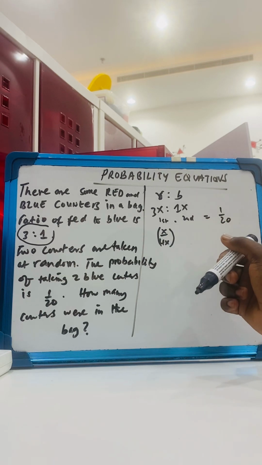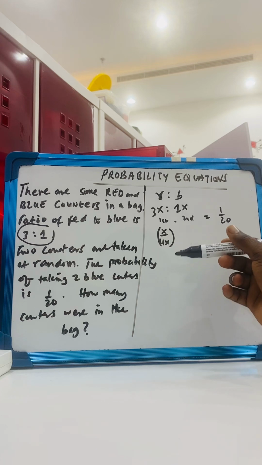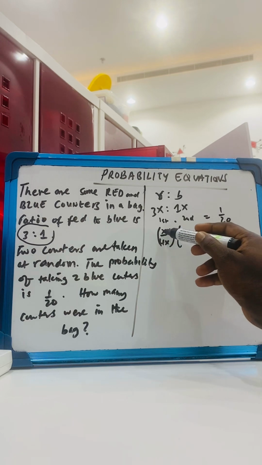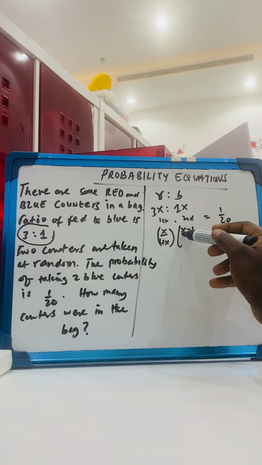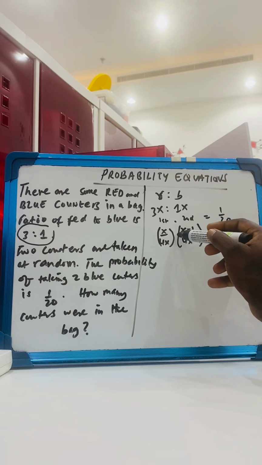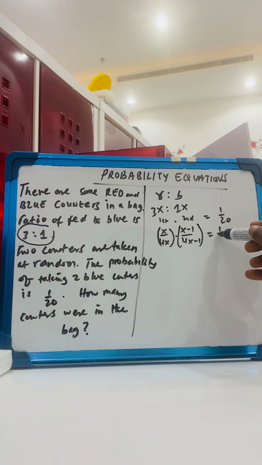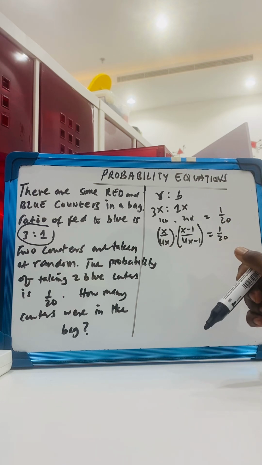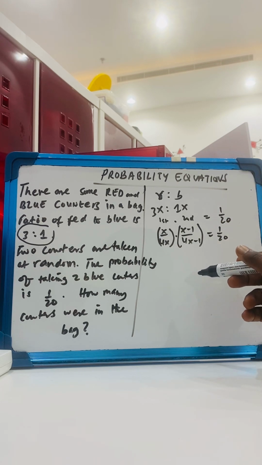Now because we are not replacing the counters, if I have to take another blue, then it's going to be x take away 1 divided by 4x take away 1. And means we multiply them, and they should give us 1 over 20. Then I can simplify this and solve for x.